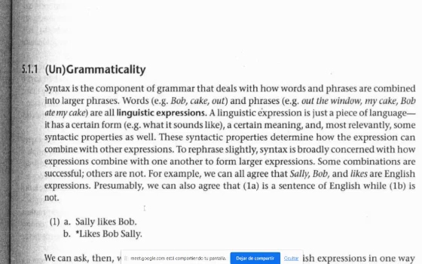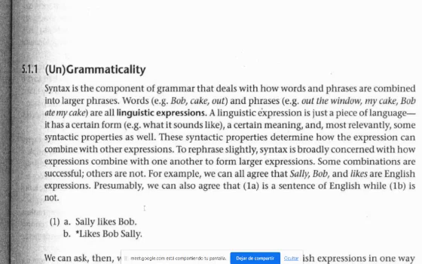What is the question that comes to your mind when you read that piece of text that you have to understand? What question could you ask yourself if you read a linguistic expression, which is just a piece of language? It has a certain form, a certain meaning, and most relevantly, some syntactic properties. What are syntactic properties?